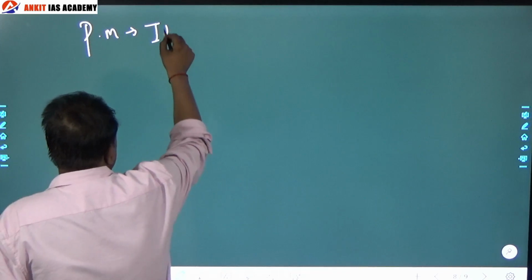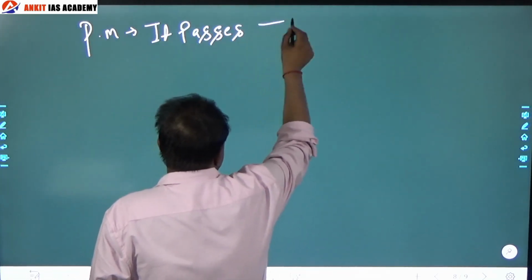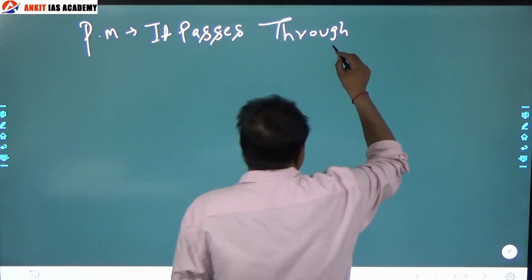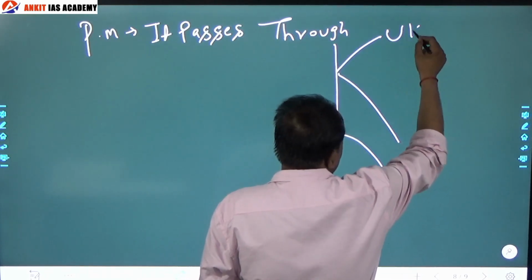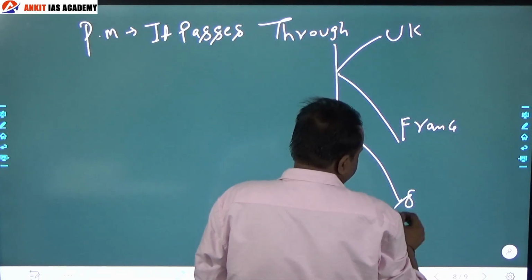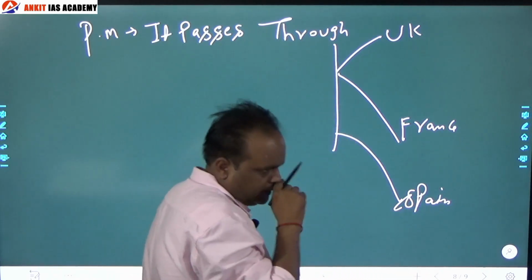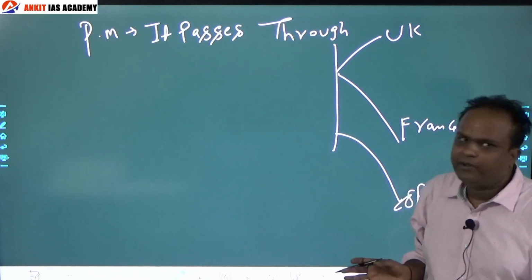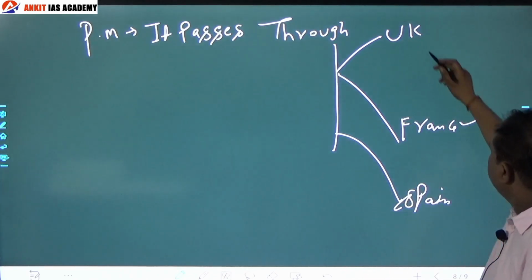It passes through UK, France, Spain. It also passes through some of the countries of Africa. So we will discuss that at the time of Africa. I will cover it continent wise. Now we require only 3 countries: France, UK, and Spain.